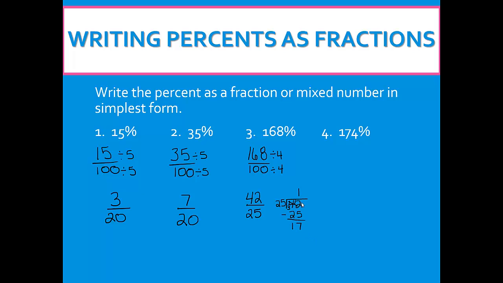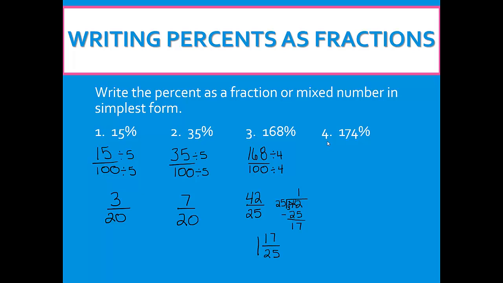Now we'll make this into our mixed number. So the 1 is our whole number. The 17 that we have left is our numerator. And then our denominator is 25, which is the number we divided by, and that's the same denominator we had in our problem. So 168% is equal to 1 17/25.